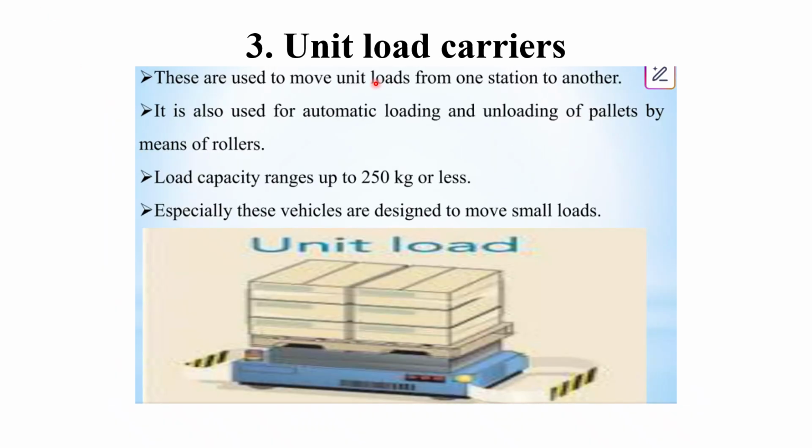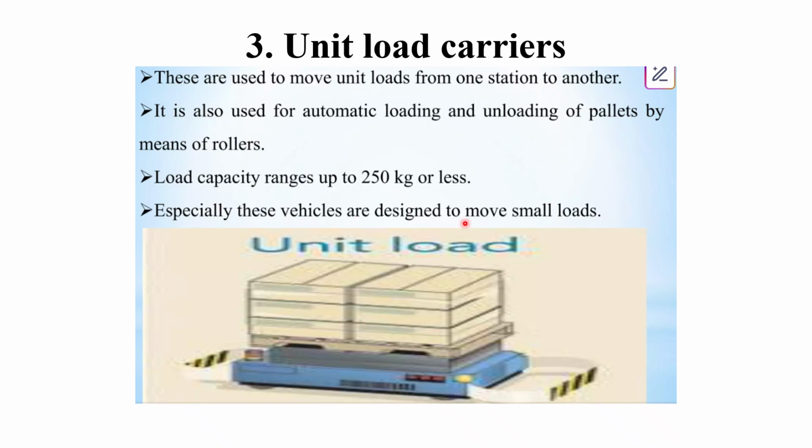And the last type is the unit load carrier. It is used to move unit loads from one station to another station. It is also used for automatic loading and unloading of pallets by means of a roller. Inside itself we will have a roller, so it is able to automatically load and unload. It can carry a capacity of 250 kilograms or less.